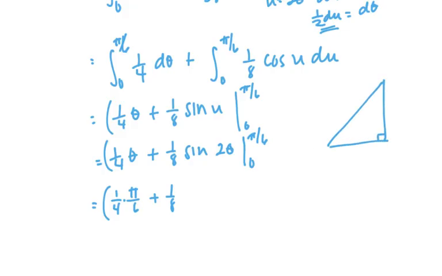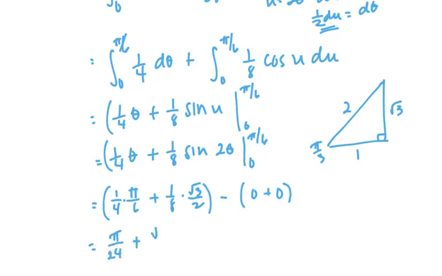I don't know about you, but I need my triangles to make this happen. So square root of 3 is across from 3. 2 is on the hypotenuse. 1 is here. Sine of pi over 3 is square root of 3 over 2. Minus 1/4 of 0 is 0. And sine of 0 is 0. So we have pi over 24 plus the square root of 3 over 16. And that's our area of the polar region.